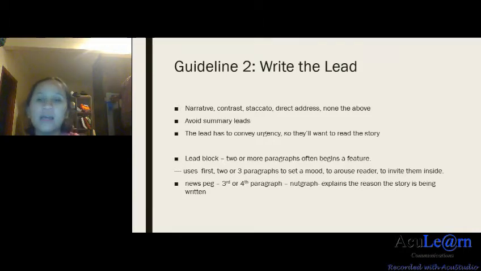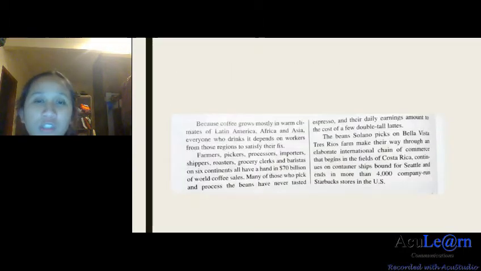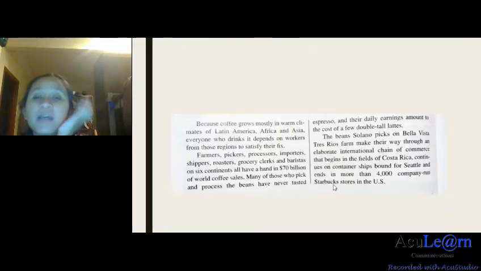Okay, and the next one, for example, right here: because coffee grows mostly in warm climates of Latin America, Africa, and Asia, everyone who drinks it depends on workers from those regions to satisfy the fix. Farmers, pickers, processors, importers, shippers, roasters, grocery clerks, and it goes on and on. So you can go on and on inviting readers to read your story.